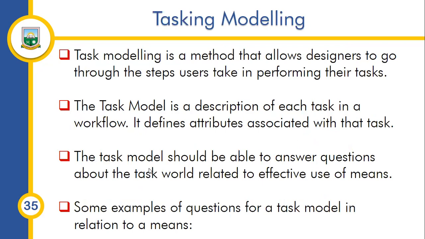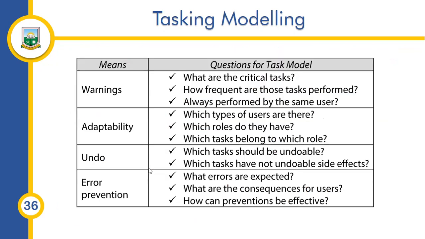So we are going to task modeling. Task modeling is a method that allows designers to go through the steps users take in performing their task. The task model is a description of each task in a workflow. It defines attributes associated with the task. The task model should be able to answer questions about the task world related to effective use of means. You want to think like the user who is going to use your system. So you ask yourself these questions: How would the user do this? Is this necessary?